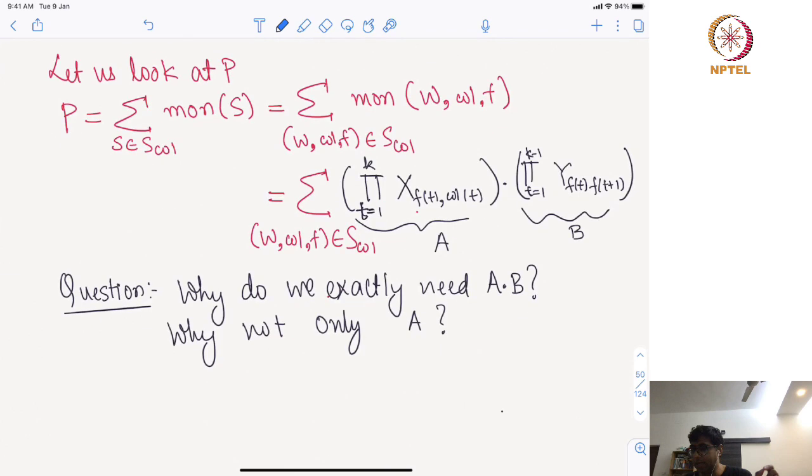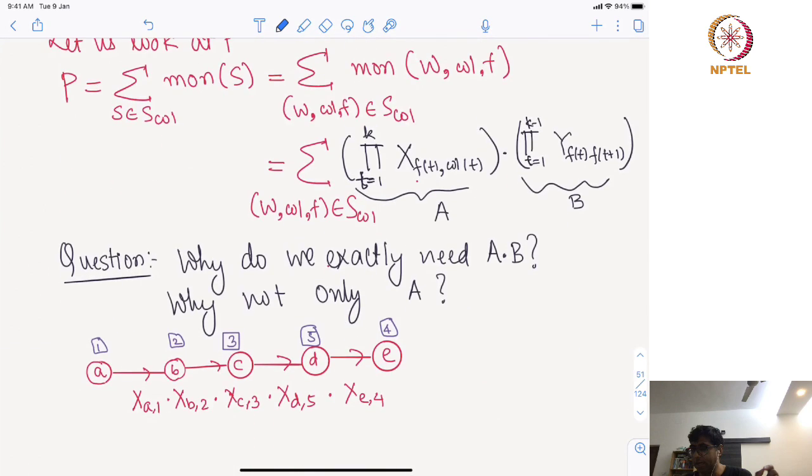Question. Why do we exactly need A comma B, right? We had this A and we had this B. Why not only A? Just this edge variable, vertex variable. Why vertex color variable? Why edge variable? There is a reason for it. I'll show you. Okay. So look at this A, B, C, D, E. And if we write down the colors 1, 2, 3, 5, 3, 5, 4, you get this vertex.